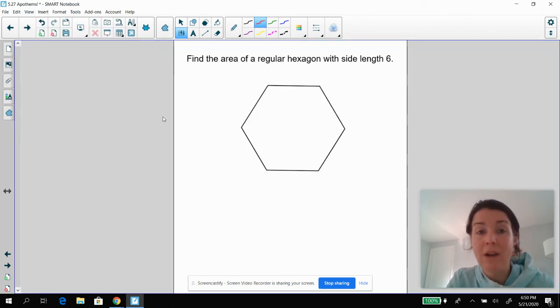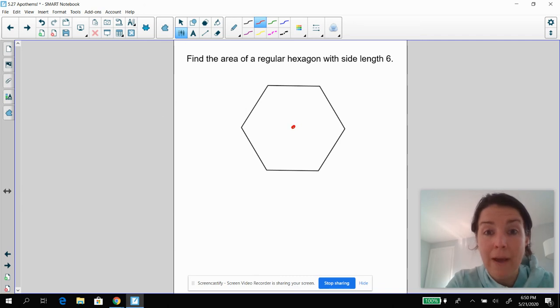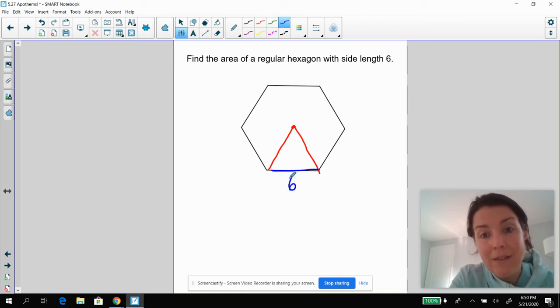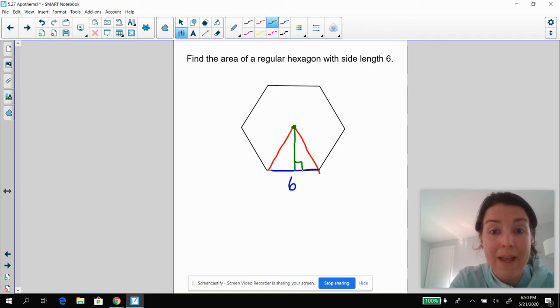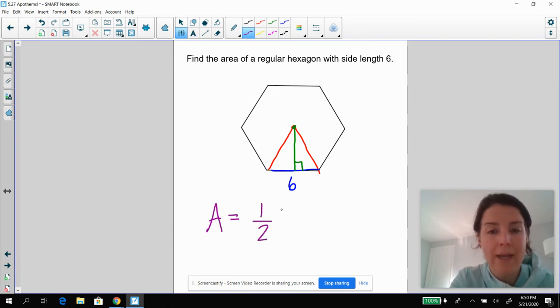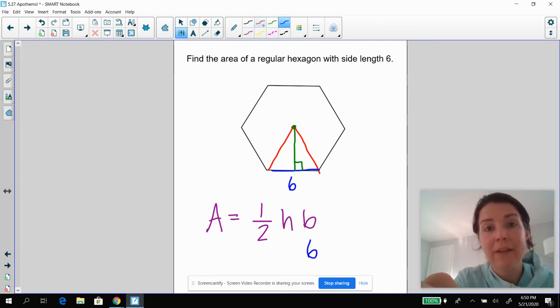So now we're going to try and find the area of a regular hexagon, but now the side length is 6. So let's think about making our little triangle again. My base is 6, and we've got to find this height, or my apothem. So we want to find the area of the whole triangle. So remember, area is 1/2, but instead of base times height, I'm going to do height times base. So my base is 6, and we've got to figure out our height.